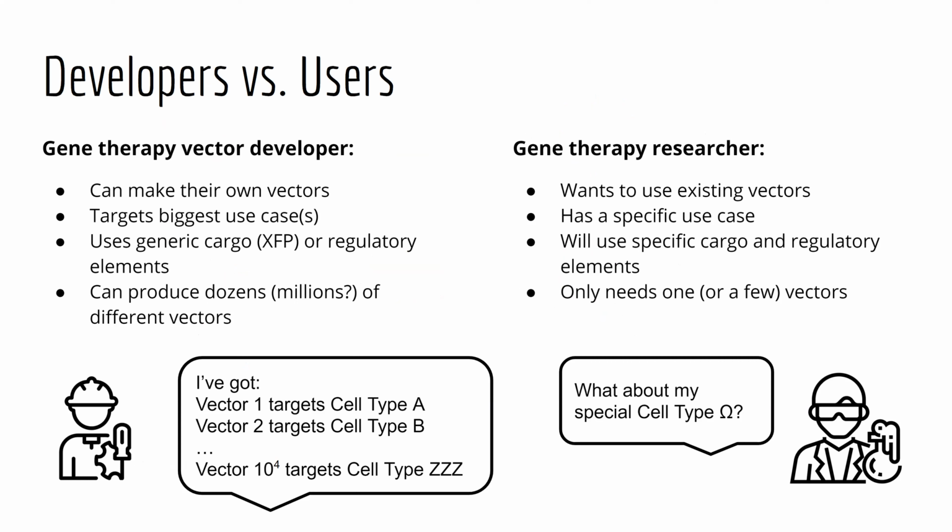And so there's this kind of not antagonism, but this different perspective from the vector developer versus the gene therapy researcher. The vector developer can make their own vectors. They probably want to target the biggest use cases like brain-wide expression, and that's what they will include in their characterization efforts. You could imagine a vector developer saying, hey, I've got virus A that delivers to cell type A, virus B hits cell type B, and you've got this whole pool. And then a gene therapy researcher comes by and says, okay, what about my special cell type omega that you didn't test in your paper? How does it do?